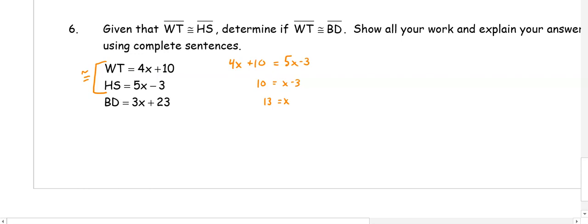Okay, now we want to figure out if WT is congruent to BD. So remember, to be congruent, they have to have the same length. So we're going to substitute in 4 times 13 plus 10 gets us a length of 62. Now we need the length of BD, so 3 times 13 plus 23 is also 62. So because they have the same length, they are congruent. So we would say WT is congruent to BD because the segments have the same length.